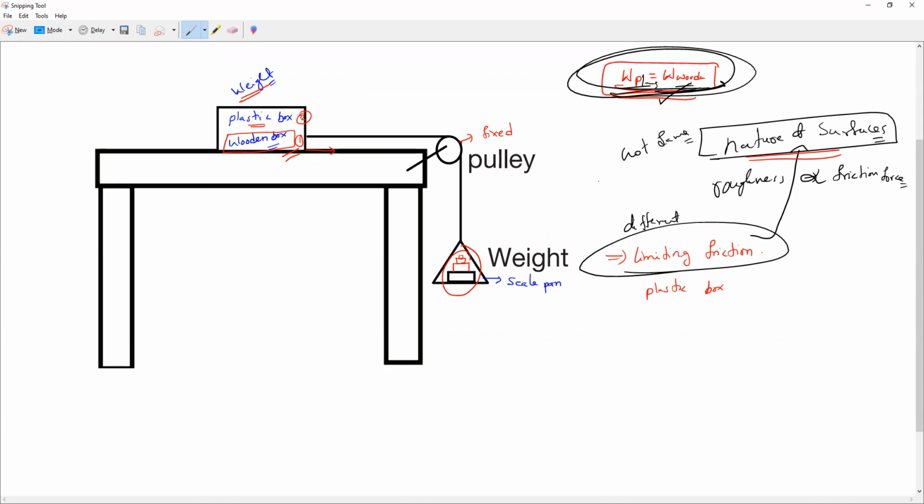From this point, different surfaces have different limiting friction, even though their mass remains constant, because limiting friction does not depend on weight or mass. It depends on the nature of the surface. Please mention that very clearly. Any doubt? Anybody can ask me. Understand, Mr. Lingesh?